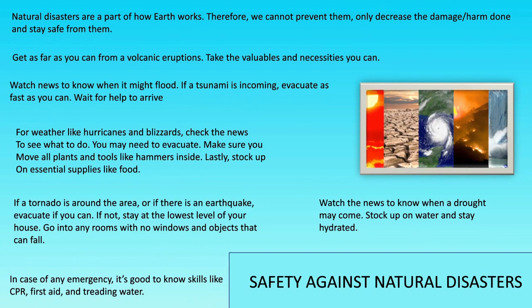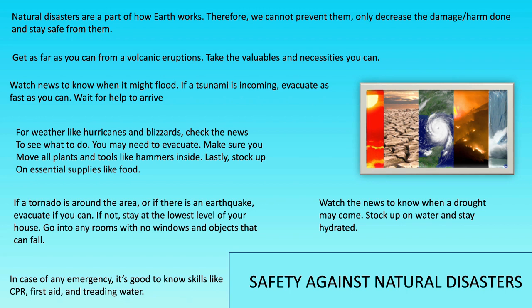So, how can you stay safe against a natural disaster? Once again, they are just part of how Earth works. We can't prevent them, but we can decrease the harm they do and stay safe. So stay as far away as you can from a volcanic eruption. Take valuables and necessities when you evacuate. You can watch the news to see if a flood might come or a tsunami might be developing, and evacuate as fast as you can. And if you are stuck, wait for help to arrive.